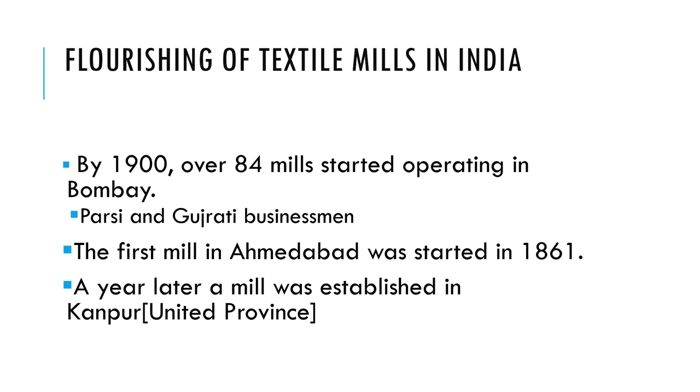Now, how did these mills come up in India and how did they start flourishing? By 1900, it is very interesting to know that 84 mills were operating in Bombay. Generally, those who owned these mills were the Parsis, Gujaratis and other businessmen. The first mill in Ahmedabad was started in 1861. A year later, a mill was established in Kanpur.